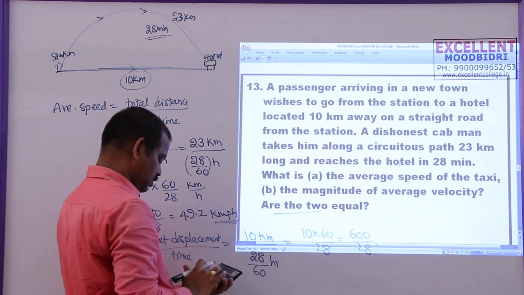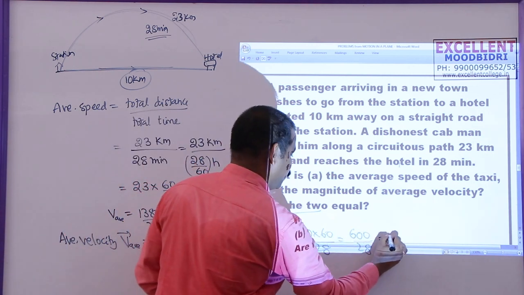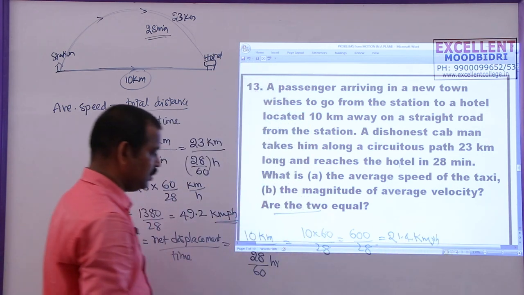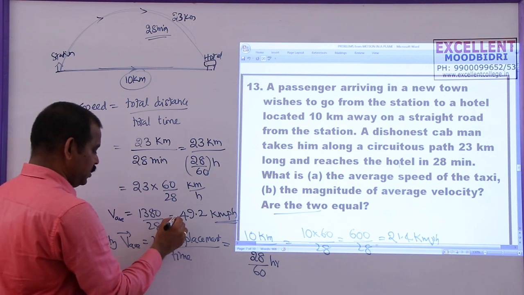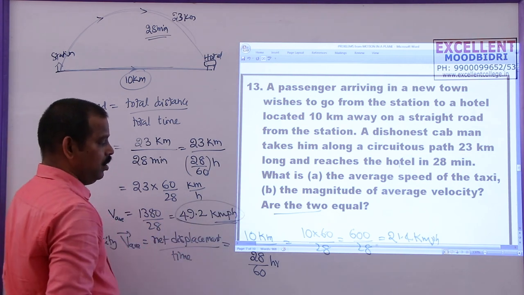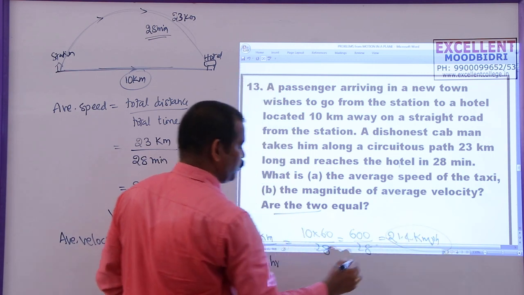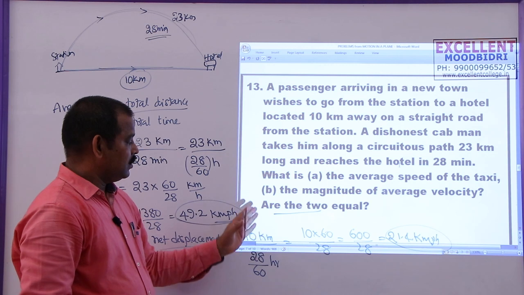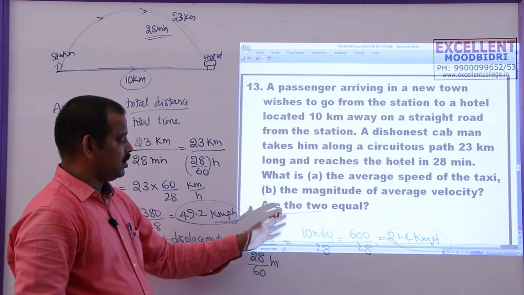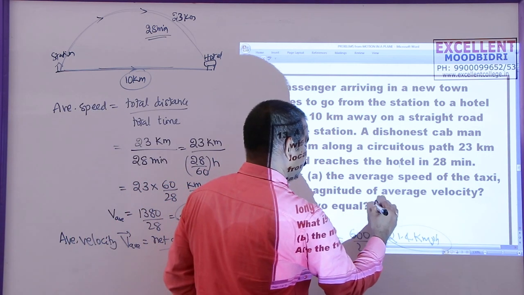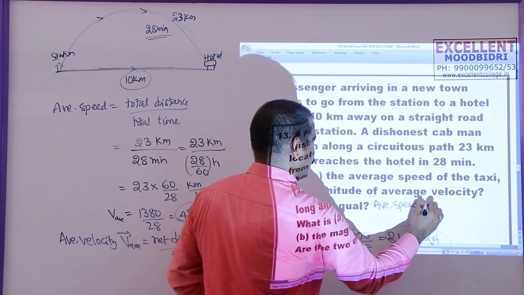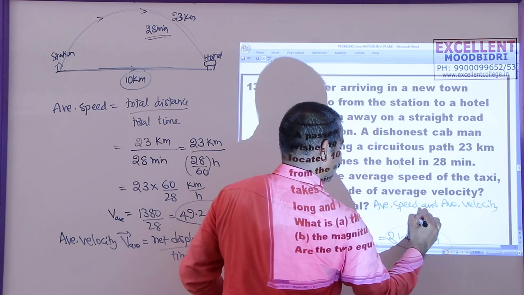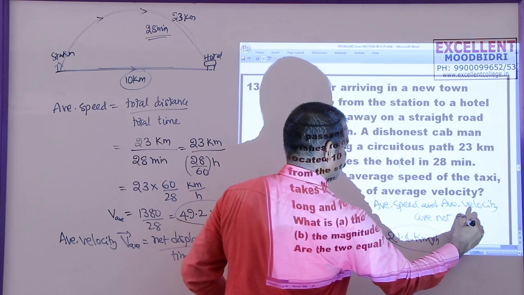So let me check this value. 600 by 28. This will be 21.4 kmph. You check these values. The speed is 49.2, whereas the velocity is 21.4. So these two are not equal, and the final conclusion should be the average speed and the average velocity are not equal. That you have to write here. Average speed and average velocity are not equal.